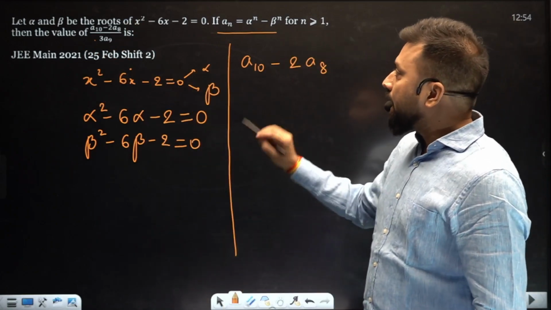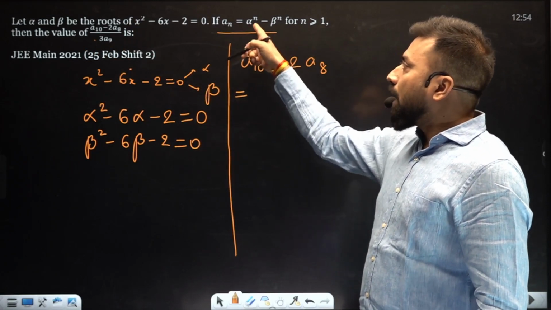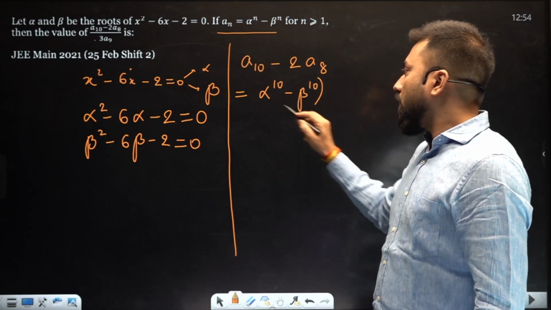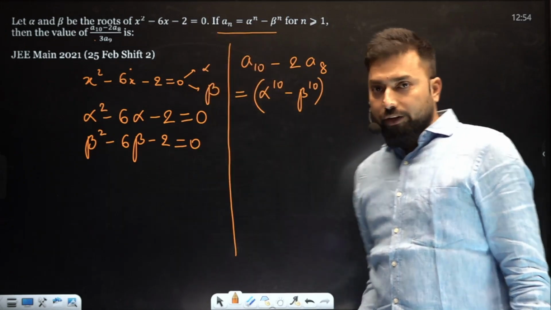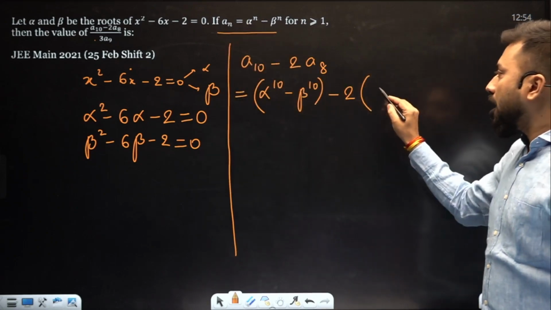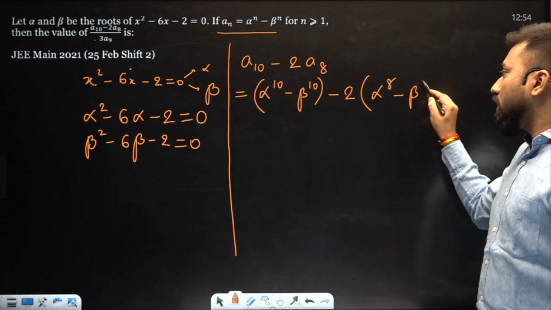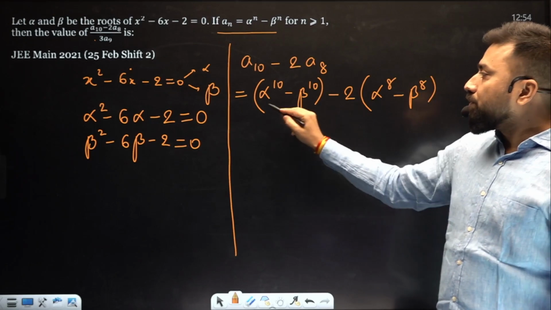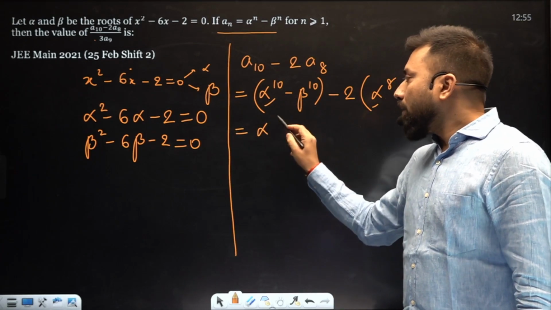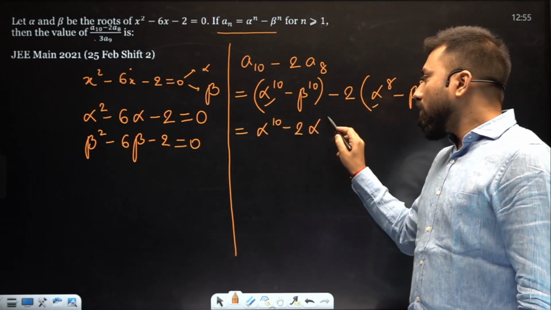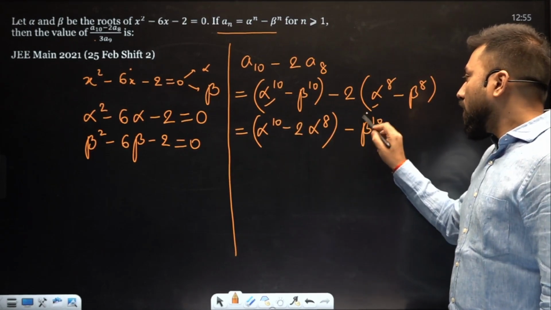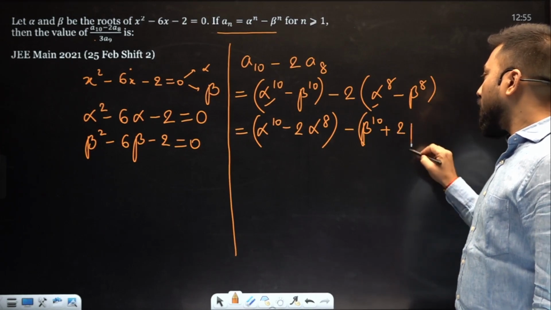Okay, so what is a10? A10 will be, see here, alpha raised to the power 10 minus beta raised to the power 10. This is a10 from the definition here, right? Now minus 2 times a8. Now what is a8? a8 we can write as alpha raised to the power 8 minus beta raised to the power 8, right? Now if we club this particular term and this particular term, we will be left with alpha raised to the power 10 minus 2 times alpha raised to the power 8, minus beta raised to the power 10 plus 2 times beta raised to the power 8.